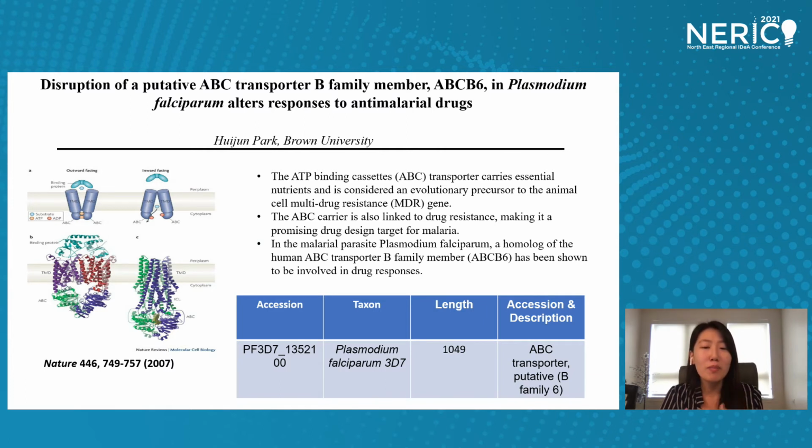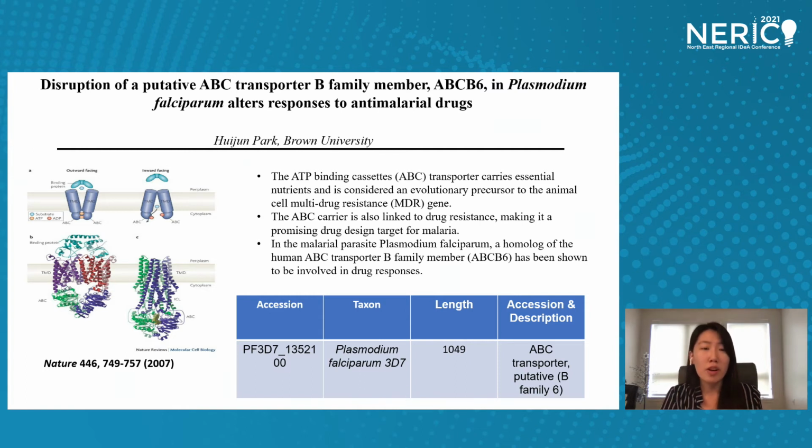Malaria is the most important parasitic disease of humans because of the low efficiency of vaccines and the emergence of drug resistance. New anti-malaria agents' discovery and development are urgently needed. The ATP-binding cassette (ABC) transporter carries essential nutrients and is considered an animal cell multi-drug resistance gene. ABC transporters are also linked to drug resistance, making them a target for effective drug design for malaria.